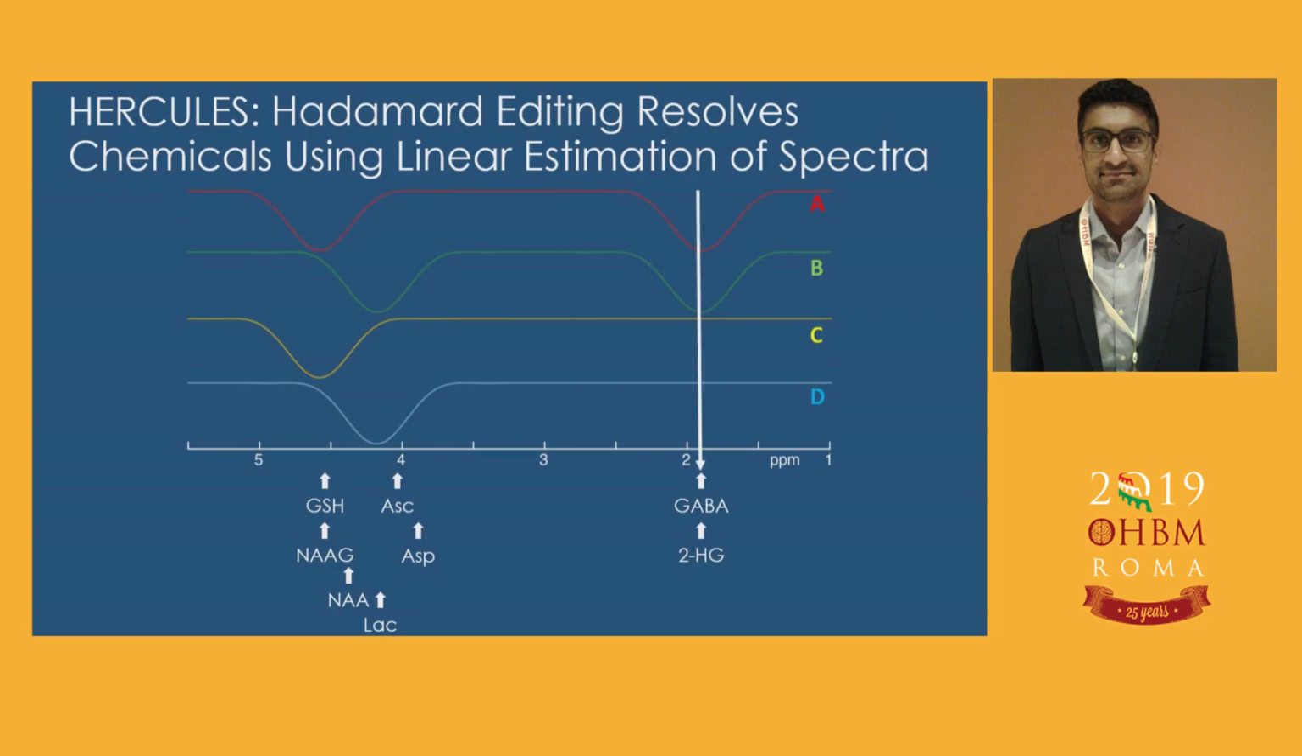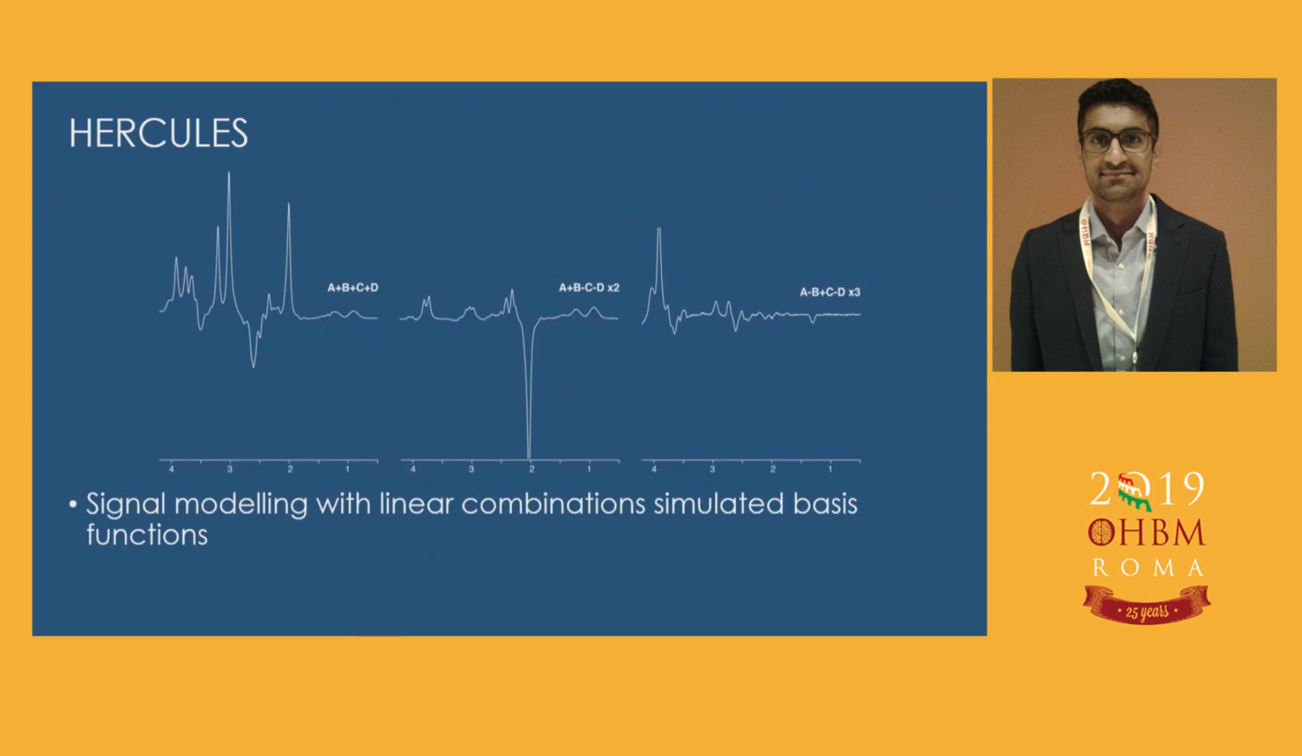If you apply the editing pulse at 1.9 ppm, you can get GABA and 2-HG. Applying at 4.58 ppm, you can get glutathione and NAG. And at 4.18, you can get ascorbate, aspartate, and lactate. So how do you get these three edited spectra? You have, in different combinations, different spectra. In one spectrum, A plus B plus C plus D gives you all the major metabolites. A plus B minus C minus D gives you the GABA-edited spectrum. A minus B plus C minus D gives you the glutathione-edited spectrum.